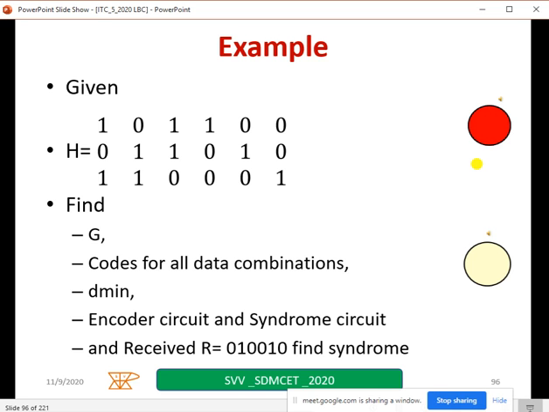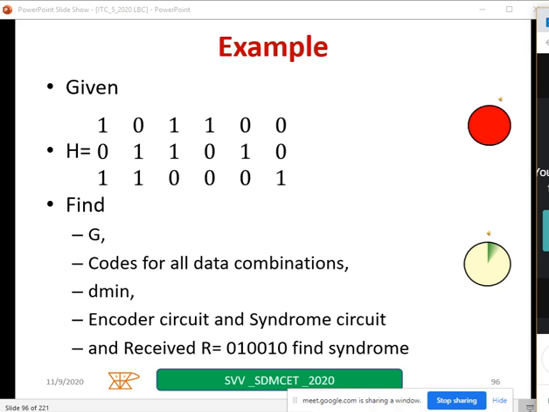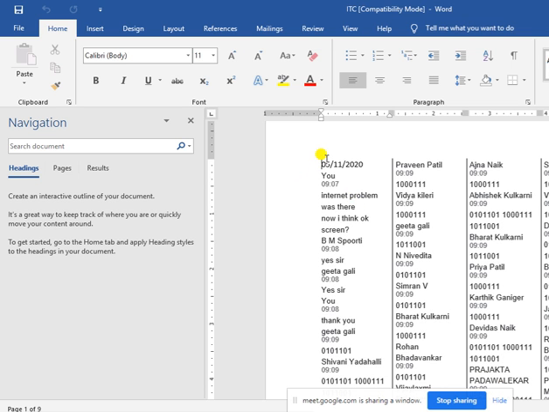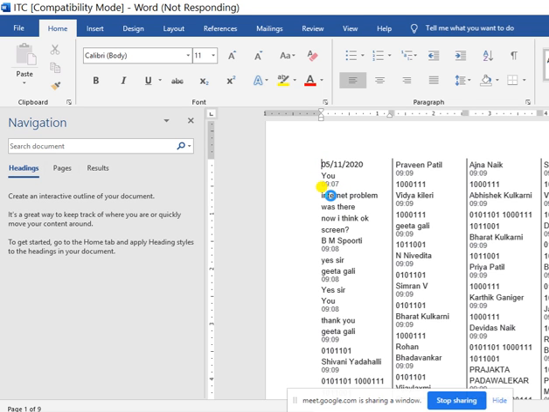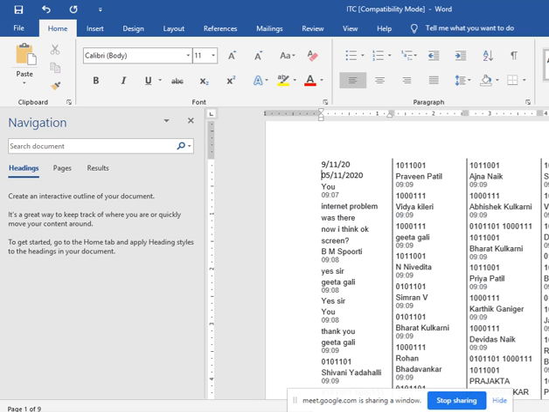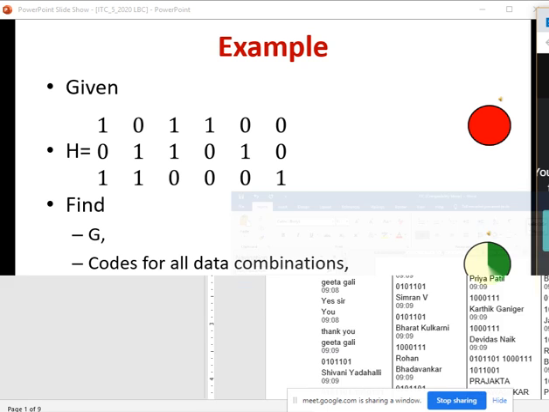And received R equal to 01010010. Find the syndrome. So copy down and start this first step. I'll show you the next slide.